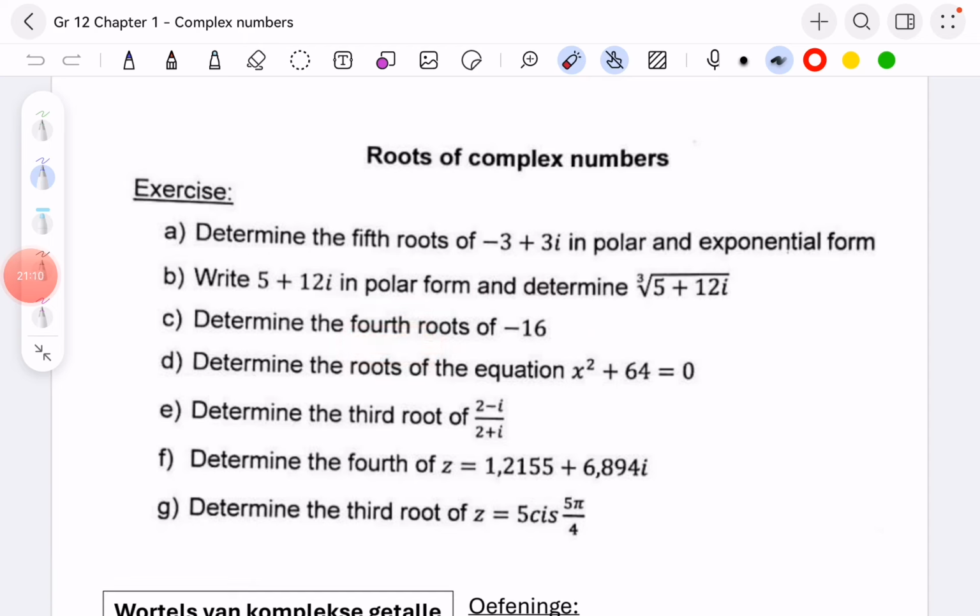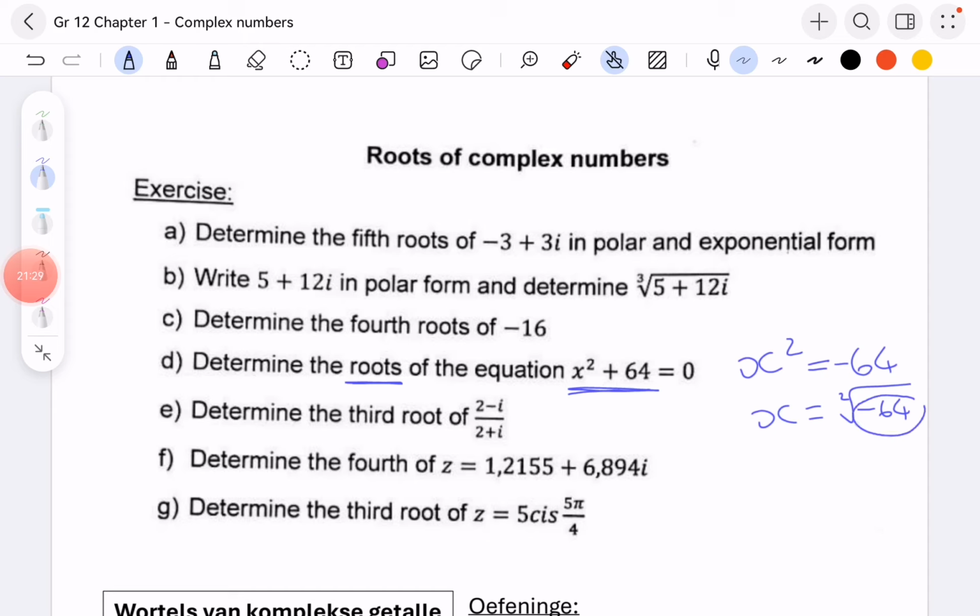If I look at number D, it looks a bit different. I have x squared plus 64, and they want the root of that value. To get the root of that value, take the 64 over, and I'm going to take the square root. So we actually want the square root of negative 64. Negative 64, we have to put into polar form, which is the same as 64 cis pi. And now from there, I can get my 2 angles because they want the square root. I only need 2 angles.